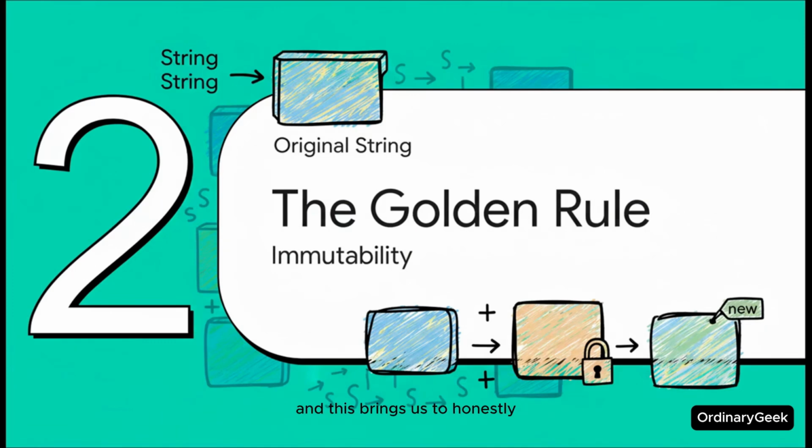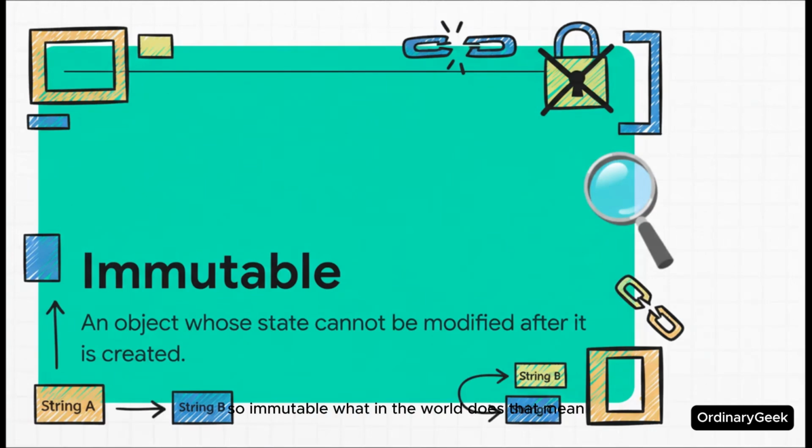Okay, and this brings us to, honestly, the single most important thing you need to understand. If you take away just one thing from our time here, make it this. It's what I call the golden rule, immutability. So, immutable. What in the world does that mean? It's actually pretty simple. Once a string object is created, it can never, ever be changed. That's it. Its value is locked in, it's permanent.